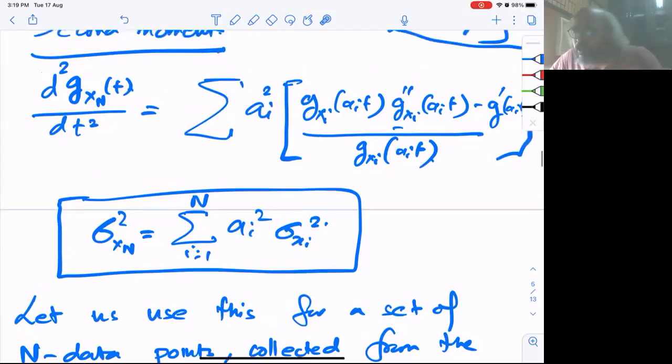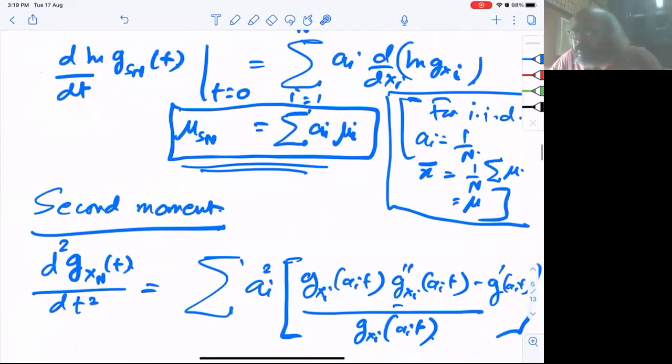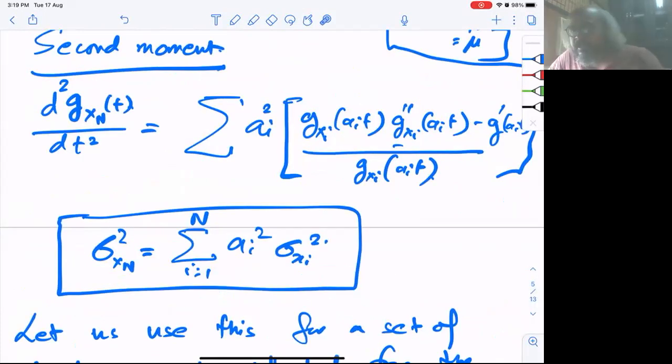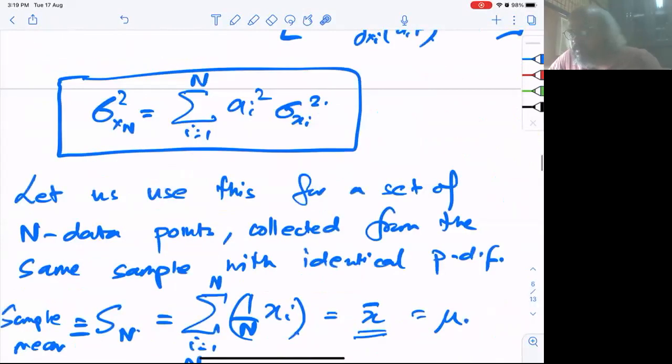You see, the first moment was ai mu i. If you're mathematically thinking, you might say, oh, it's obvious, ai squared sigma i squared. But if you think of it, it's not trivial. Any questions?